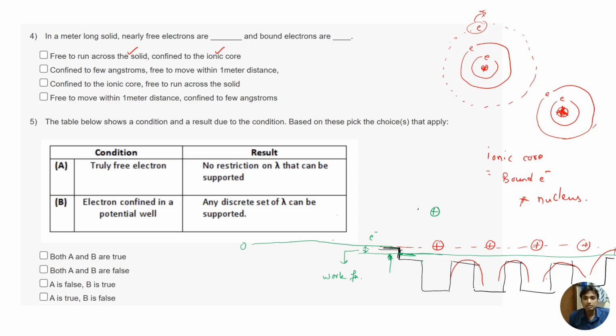So along the x-axis in this diagram is your position. This is x, and the top is your energy, right? Energy along this axis. Yes, the potential energy, right?